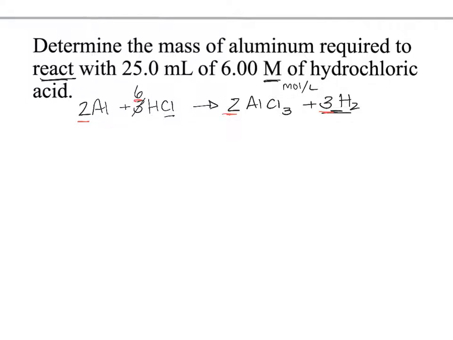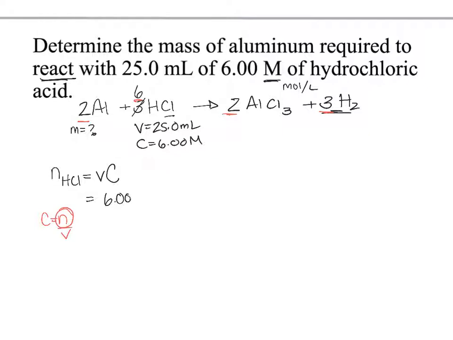Okay, now it says determine the mass of aluminum that I need to react with a volume and a concentration of this. So the first thing I have to do is figure out the number of moles of the thing I have numbers for. In this case, it would be the HCl. Now remember that the original formula that involves solutions for concentration is this one, right? And so we want to do V times C to figure it out.